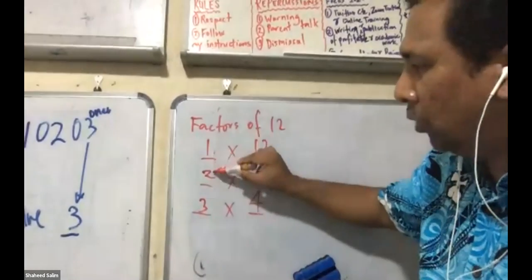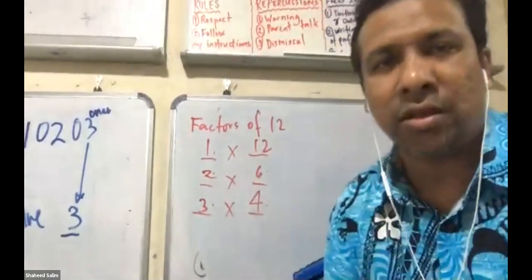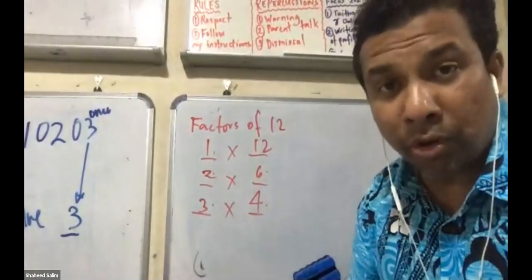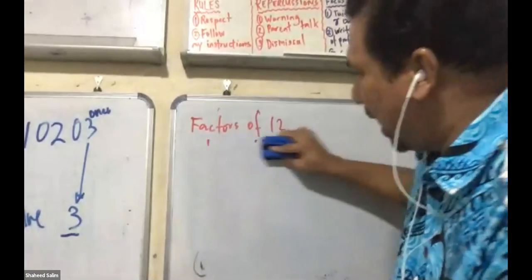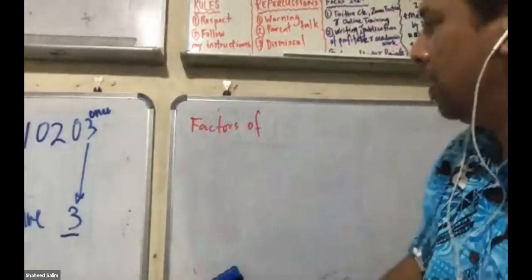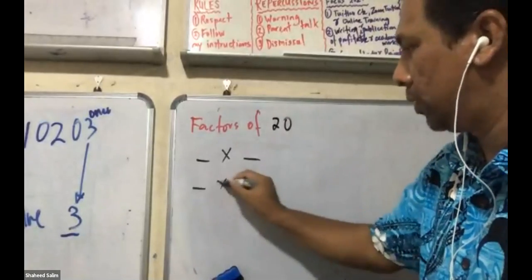So 1, 2, 3, 4, 6, and 12. They are the factors of 12. I'll try one more number, all right? Here we go. This time, I'm not going to tell you. No, I better tell you. How many factors are there? Factors of 20. Here we go. There's also 6 of them.